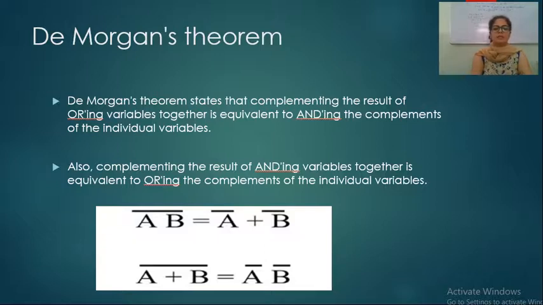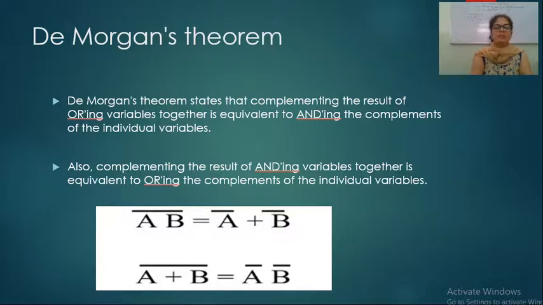So the meaning of this is, if we perform complement operation of any two variables which have AND operation, it will give the result as an OR operation, and it will be equivalent to individual complements. So it will invert the whole operation, and it will make individual complements of individual variables. So look at the example.